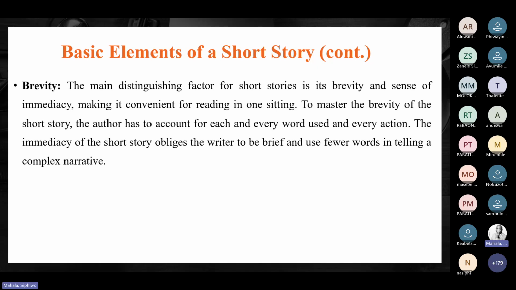So by definition, brevity is this sense of immediacy, which makes it convenient to tell a story that can be read within one sitting. So the author needs to account for each and every word used and every action in the story.